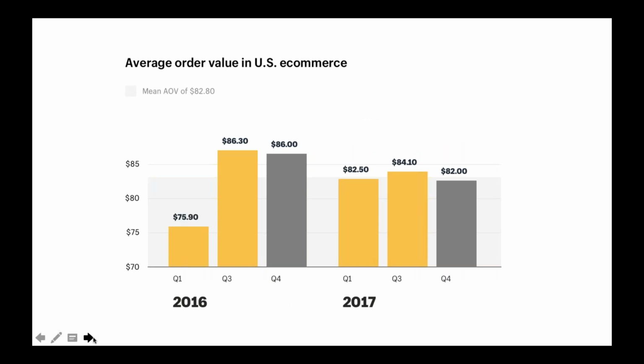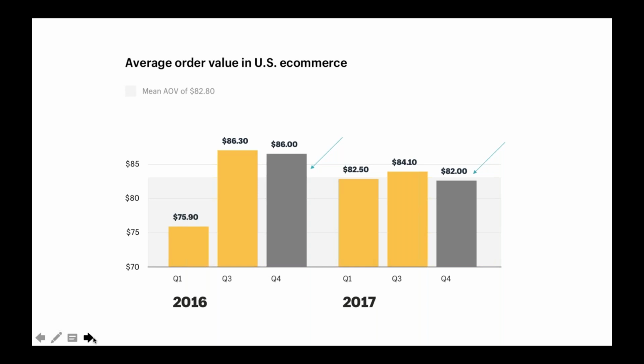I want you to notice two things. First, in 2016, Q4 was above the mean. In 2017, Q4 was below. And the other thing is, in both 2016 and 2017, Q4 AOV decreased compared to Q3.